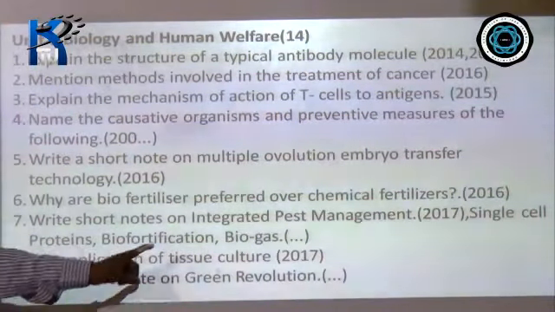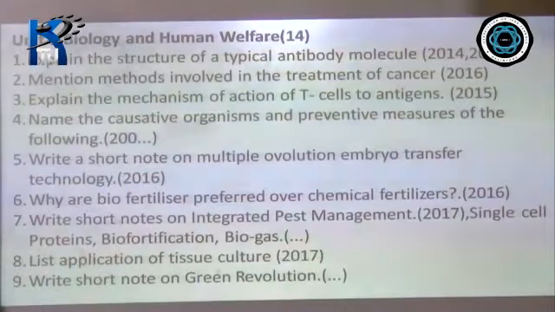Write a short note on green revolution. This also has come, and this is very much scoring from this chapter. So anyway, this much for today. Thank you.